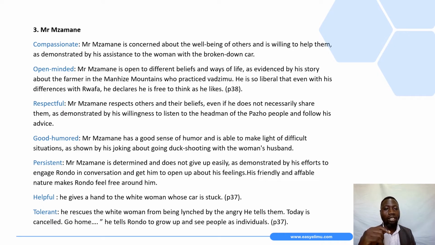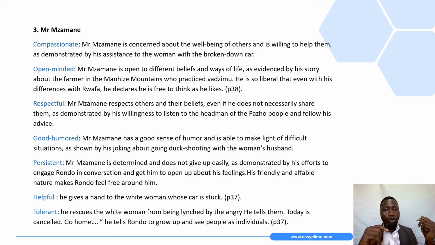This is demonstrated when he assists the woman whose car is broken down, and also prevents the mob from lynching her. He's also open-minded. We are told that he is open to different beliefs and ways of life, as evidenced by his story about the farmer in the Manhyes Mountains who practiced Vazimu. He is so liberal that even with his differences with Mr. Rafa, he declares that Mr. Rafa is free to think as he likes.